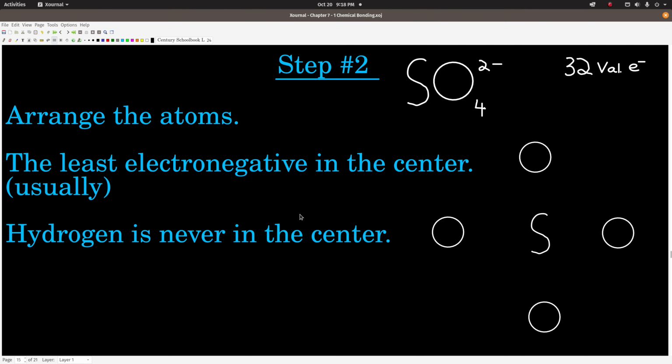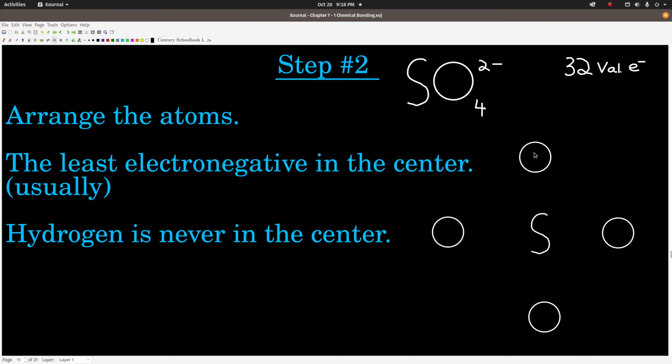And so, which one goes in the center? Usually, it's the least electronegative. Sulfur is less electronegative than oxygen, so we'll start it in the middle. At the end, in step 5, we'll check that and see if there's maybe a better way to do it. But for now, put the less electronegative element in the middle. However, if you have hydrogen in there, because hydrogen can only form 1 bond, it can never be in the middle, so it's always on the outside. So, step 2, arrange the elements.